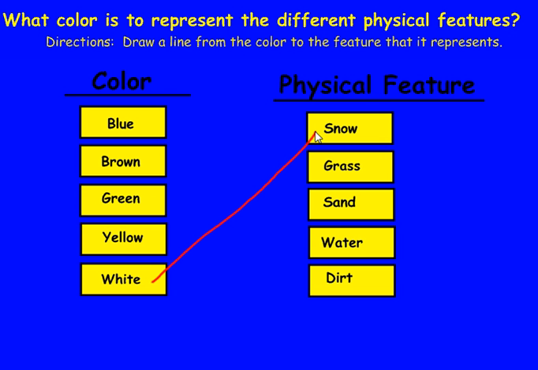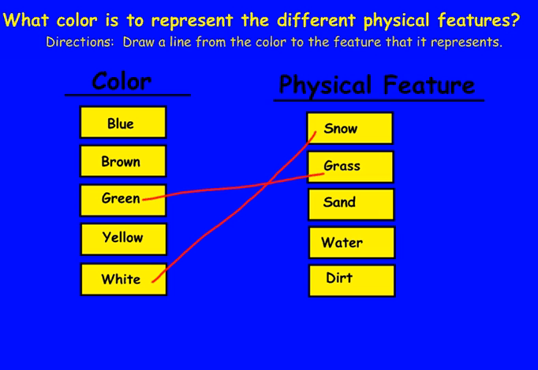Let's take a look at this next one, grass. I don't know which color over here to make it. Should I make it blue, brown, green, or yellow? Even though my grass is a little bit brown in my yard because I don't water it, I still am pretty sure grass is supposed to be green. So I'm going to say grass should be green on a map.